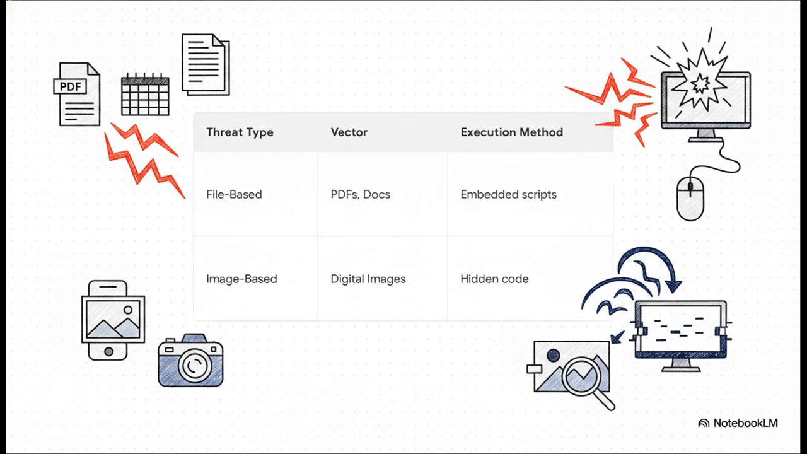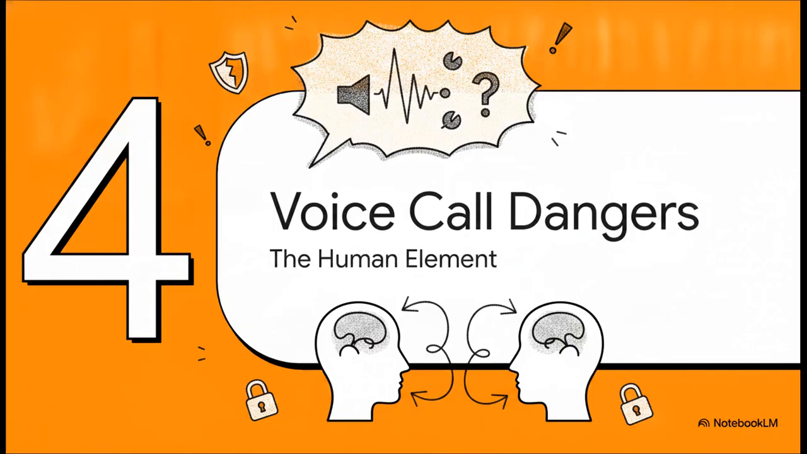Then think about digital images. We share pictures constantly, but attackers can actually hide destructive code right inside the image or manipulate its metadata. So you think you're just looking at a harmless picture, but you're actually executing hidden code that compromises your system. Wild, isn't it? Let's shift gears to Part 4, the danger of voice calls, the human element.